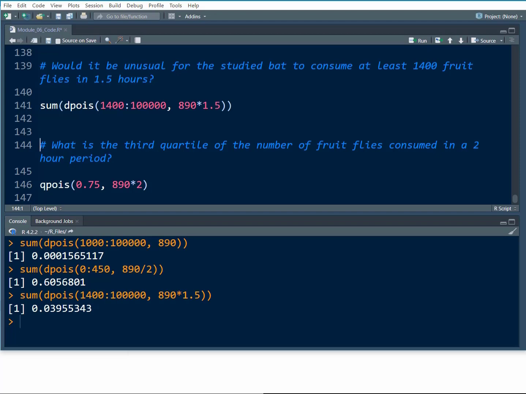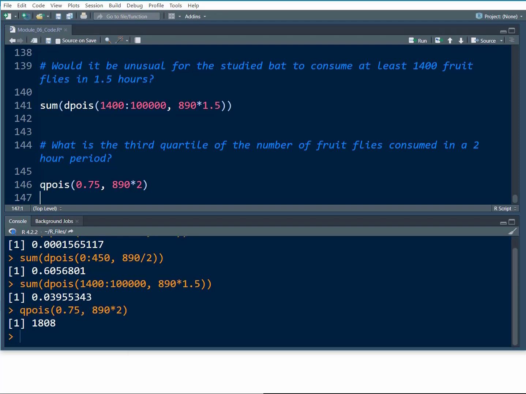What is the third quartile of the number of fruit flies consumed in a 2-hour period? We will use the qpois command. Be sure to adjust the mean to a 2-hour period, and recall that the third quartile is the same as the 75th percentile. We find the third quartile to be 1,808.